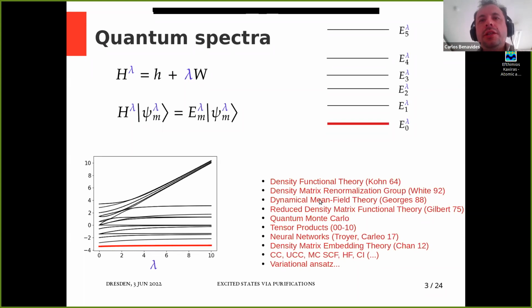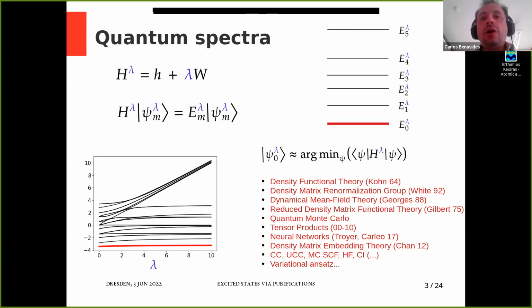Density functional theory, density matrix renormalization group, reduced density matrix functional theory, quantum Monte Carlo, tensor products, neural networks, density matrix embedding theory, variational ansatz, etc. These methods are also somehow incomplete. Some methods work for fermions, other methods work for bosons, other methods are very good in 1D, others are really good in 3D, but these methods are not universal in that sense.